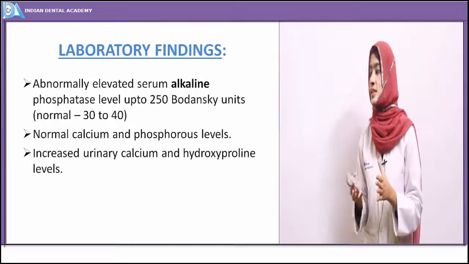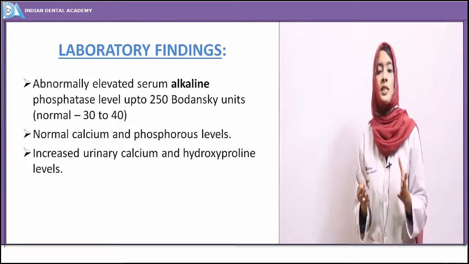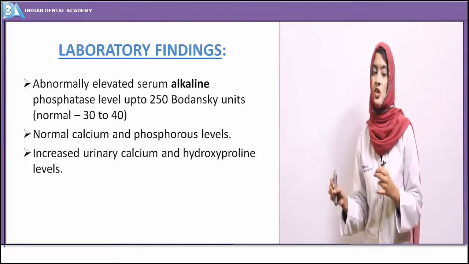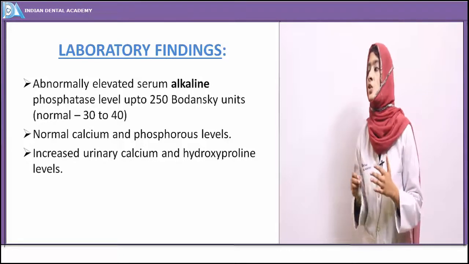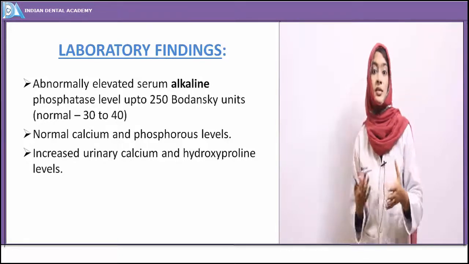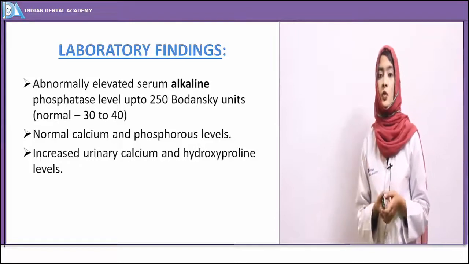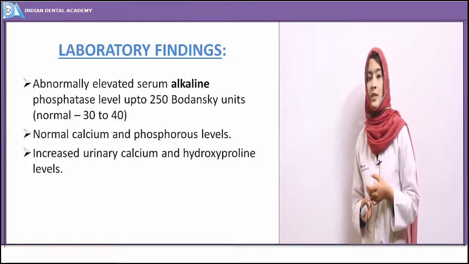And laboratory findings are very unique in the case of Paget's disease because they show normal levels of calcium and phosphorus, but serum alkaline phosphatase level is elevated. Normally serum alkaline phosphatase level should be around 30 to 40, but in the case of Paget's disease it's up to 250 Bodansky units. Normal is 30, and you can see such an elevated level.